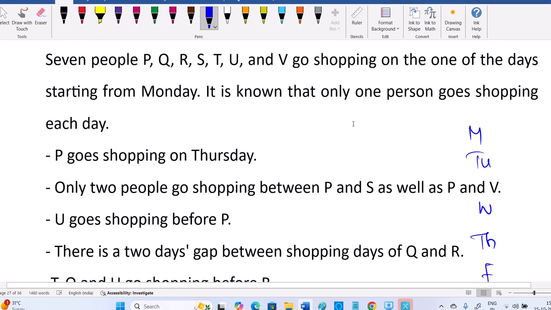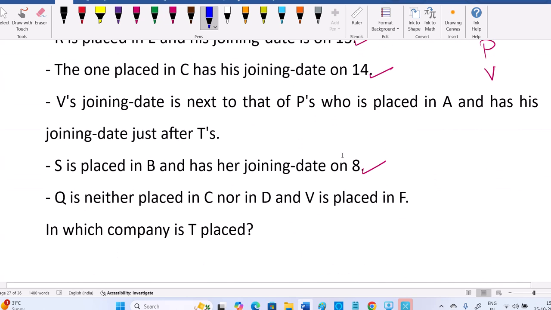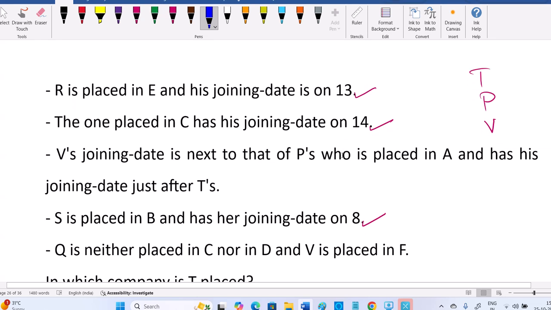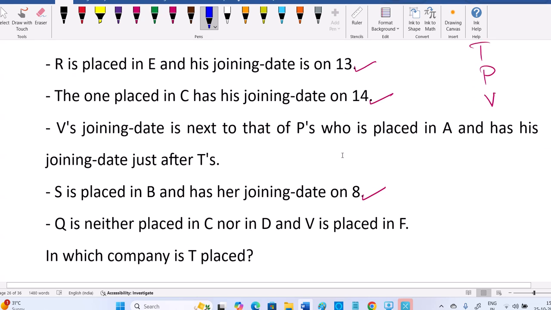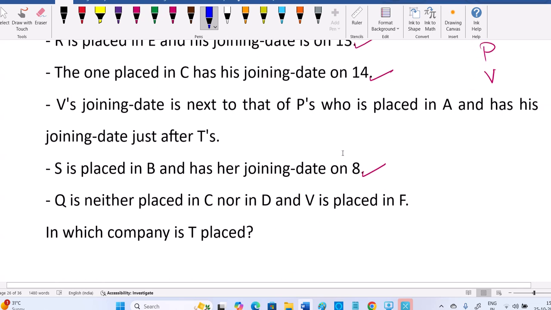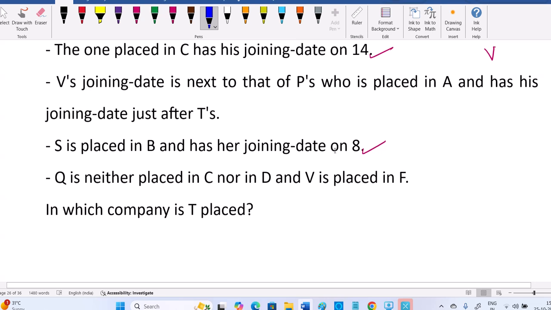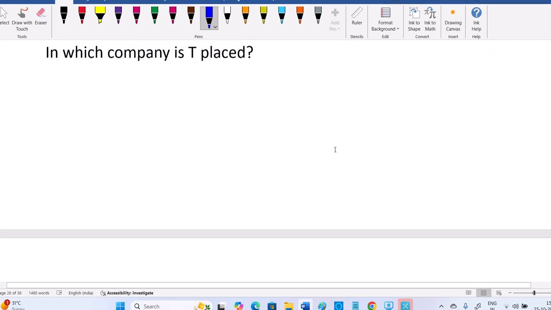The previous question, I'm just cross-checking the data again. Okay, R is from E. Birthday is on 13, the one is 14. V's birthday is next to B, from A, after T's. S is from Chandigarh, 8th. That's it. Nothing more.